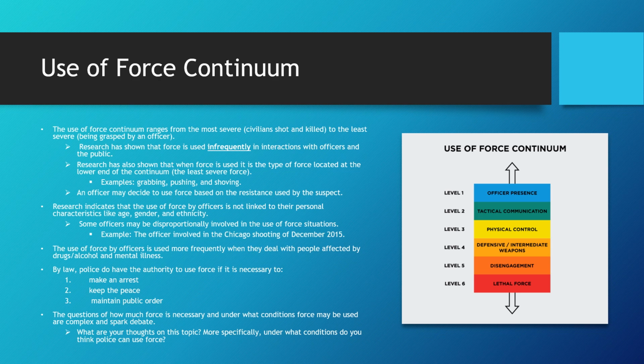The use of force continuum ranges from the most severe, civilian shot and killed, to the least severe, being grasped by an officer. Research has shown that force is used infrequently in interactions with officers and the public. Research has also shown that when force is used, it is the type of force located at the lower end of the continuum, the least severe force. Some examples include officer presence, grabbing, pushing, and shoving. An officer may decide to use force based on the resistance used by the suspect.